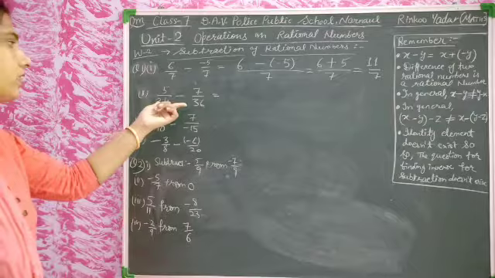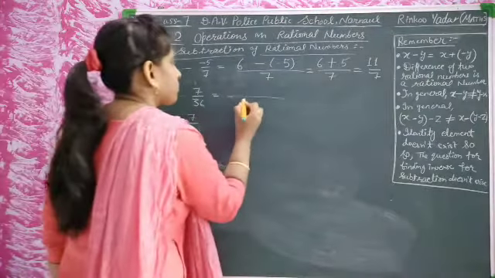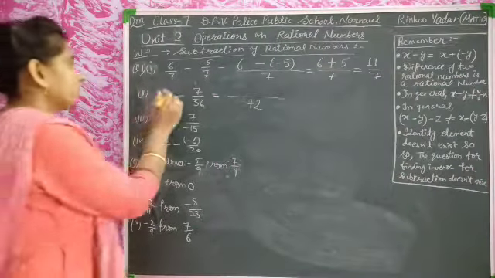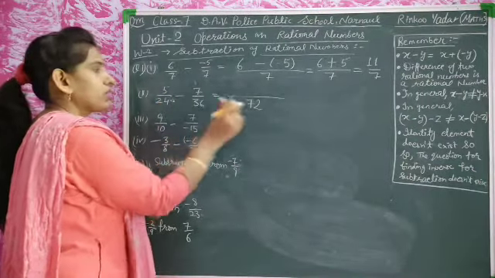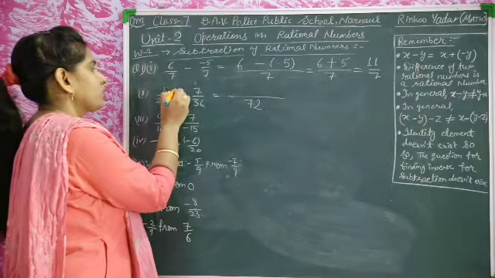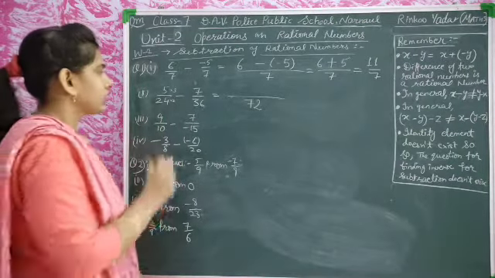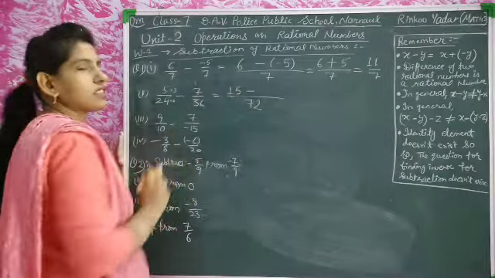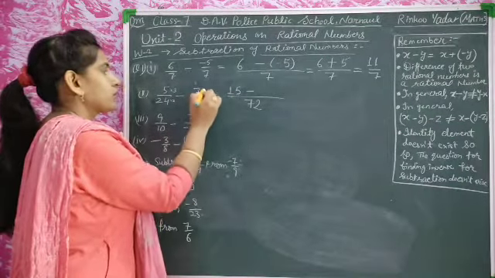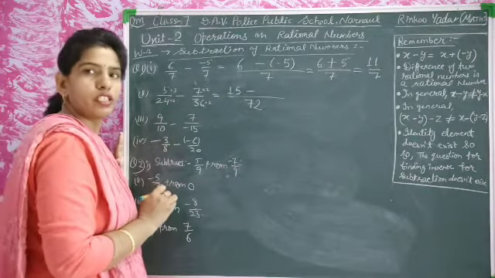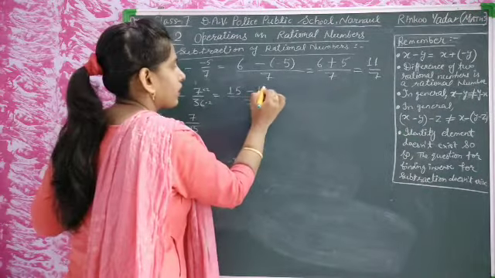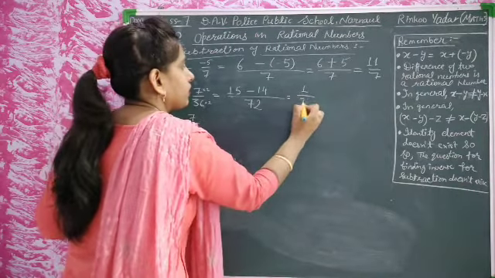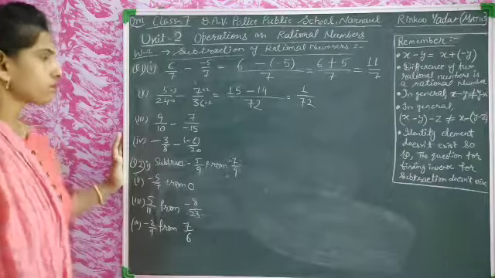We have to take the LCM first. Their LCM is 72. Multiply 24 by 3 to make it 72, so the numerator is also multiplied by 3: 5 times 3 is 15. Then minus, 36 multiplied by 2, so the numerator is also multiplied by 2: 7 times 2 is 14. That equals 15 minus 14, which equals 1 divided by 72.